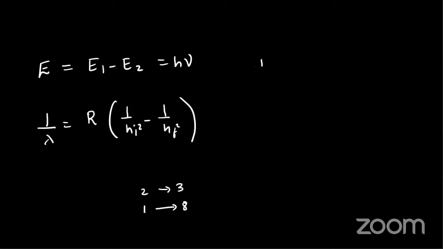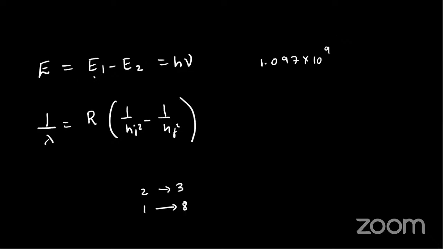Rydberg constant is 1.097 into 10 raised to 7. I'll show you that value. It is a constant value. So you can find out the energy of the photon in a transition, and you can also find the wavelength of the photon.